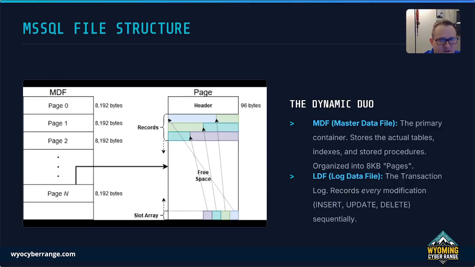So when dealing with Microsoft SQL Server, you must understand the dynamic duo of its file structure. So we need to know what the MDF and the LDF files are. The MDF, the master data file, is the primary container. It stores the actual tables, indexes, procedures, and it's organized into 8 kilobyte pages. The LDF, otherwise known as the log data file, is a transactional log. It sequentially records every modification made to the database. That includes insert, update, delete. All those commands are going to be put into this file.